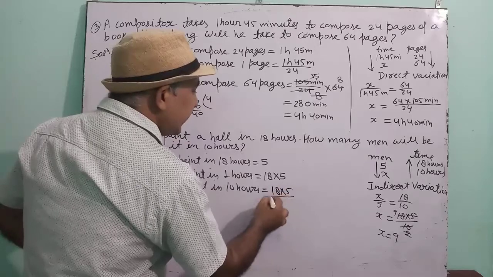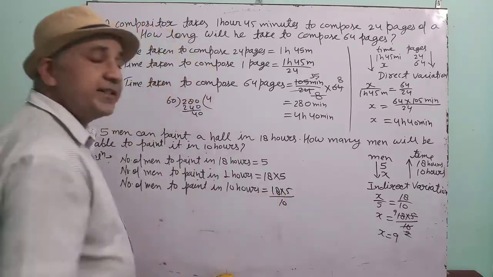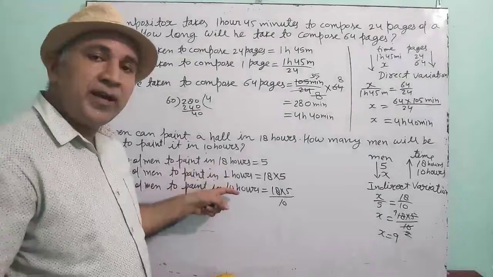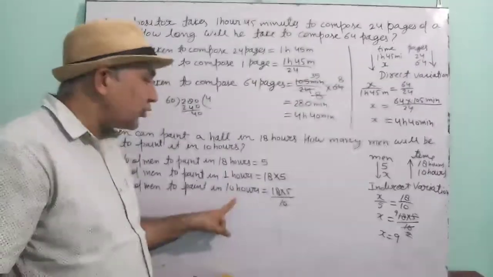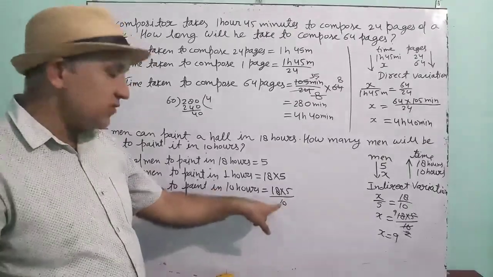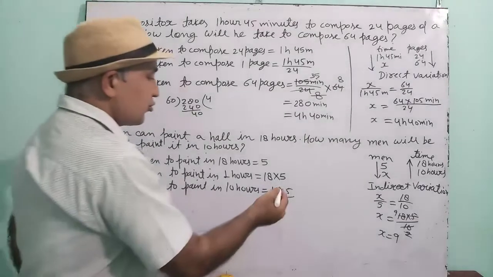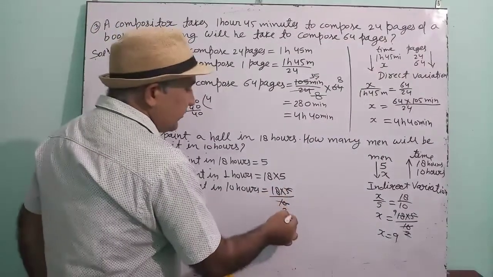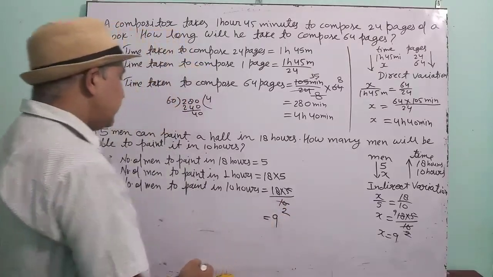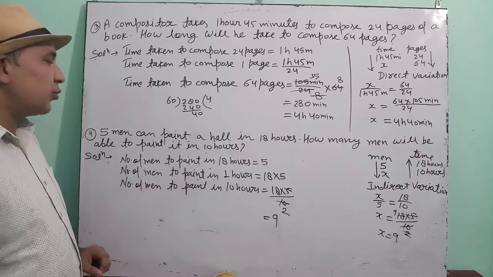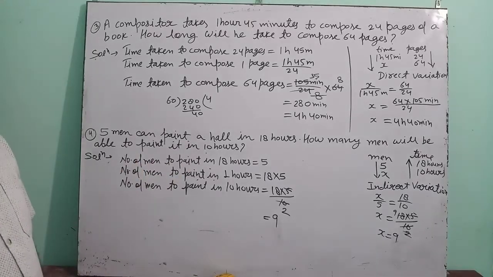So this 18 into 5 will be divided by 10, because more men, less time; more time, less men. That is why 10 is dividing it. Now solve and get your answer. 5 dividing 10 by 2 times, 2 dividing 8 by 9 times. Means 9 men are required to paint in 10 hours. Okay? Note it down.